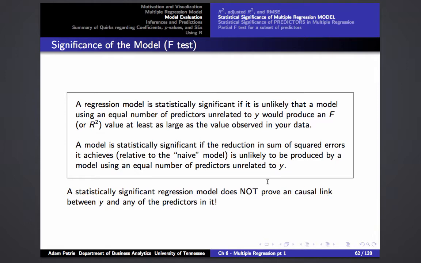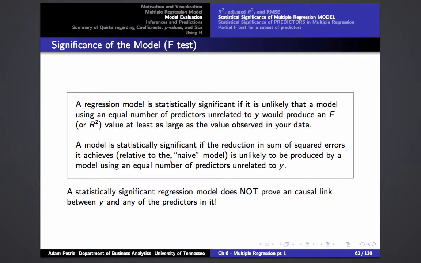So if it's unlikely that the reduction in the sum of squared errors could occur just by chance, we're going to say the model is statistically significant. Specifically, we're going to say that a regression model is statistically significant if it's unlikely that a model using an equal number of predictors unrelated, independent from Y, would produce a value of F, or R squared, at least as large as the value observed in your data. So the bigger the value of F, the bigger the value of R squared, the more evidence that your model is doing a better job at predicting Y than just random predictors. And so the model is statistically significant if it's unlikely to get a value of F or R squared at least as big as what you've observed just by chance.